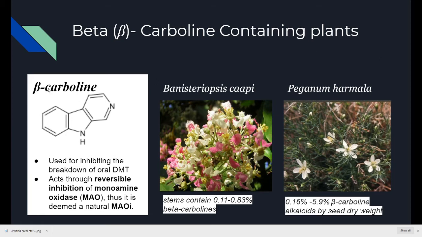You'll also note that beta carboline looks kind of like a weird hybrid of the things we've been looking at. That's interesting too. There's a conserved chemistry here. But this is actually an enzyme inhibitor.